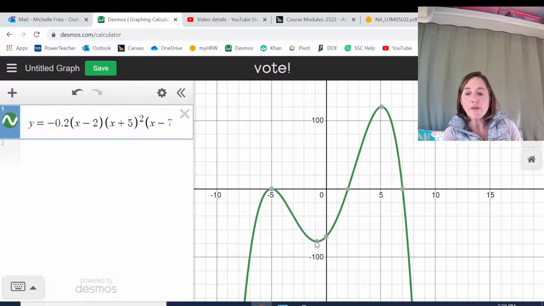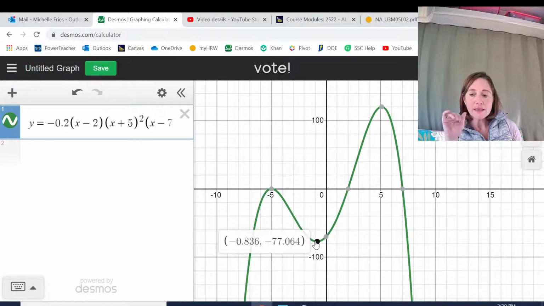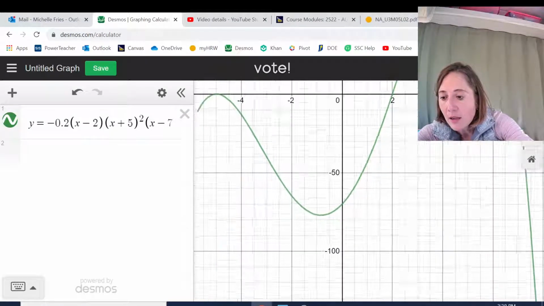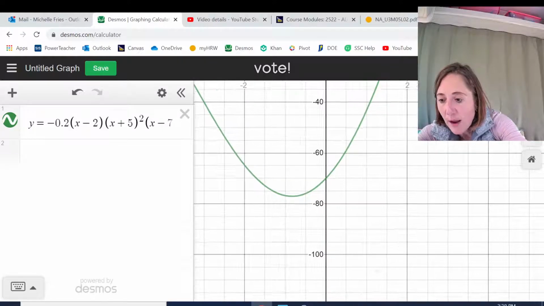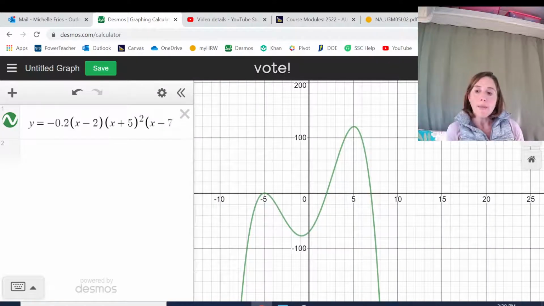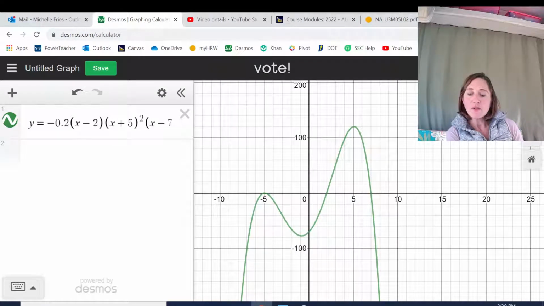It does, however, have a local minimum because that's a low point in the graph. If I zoom in so I can look just right around it, then that appears to be a low point, but it's just a local minimum. So that's some vocabulary for you.